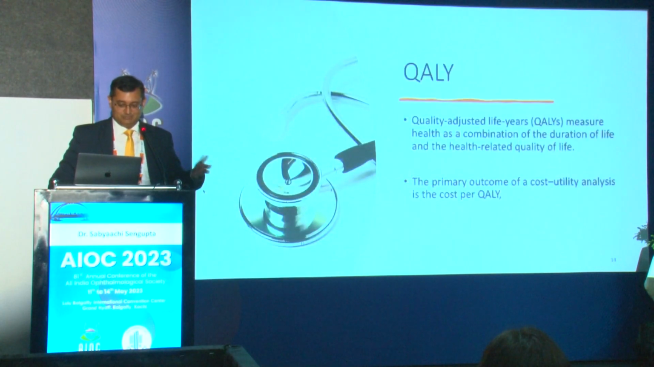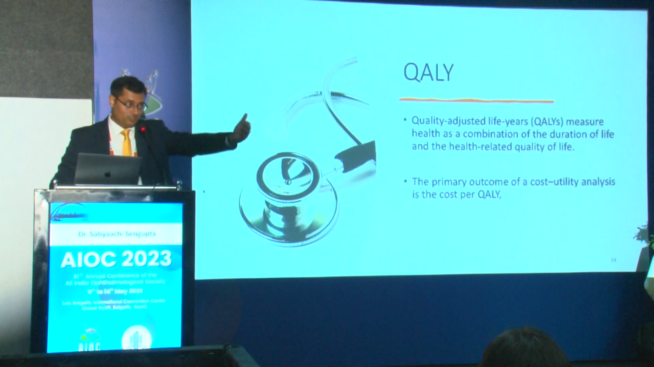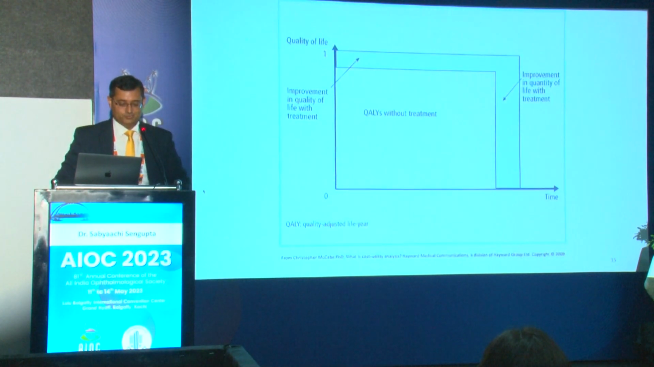Like I said, basic terminologies before we understand these. First is QALY, that is quality adjusted life years. It's a measure of health as a combination of duration of life and health related quality of life. So how long does somebody have to live, and how much are you going to spend over that lifetime, is what QALY is.